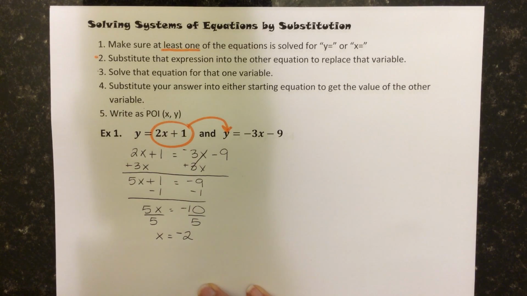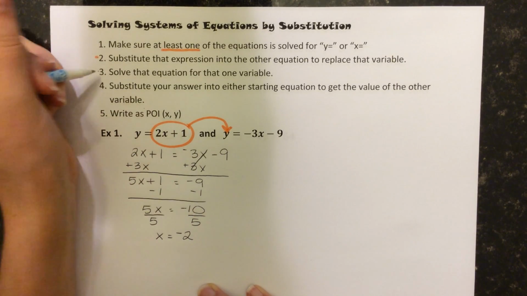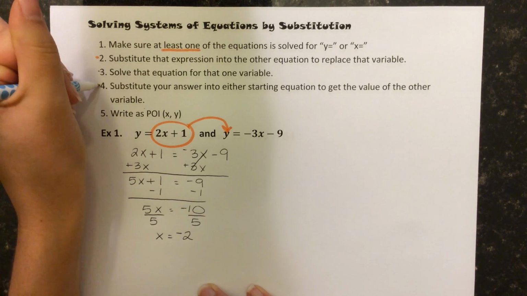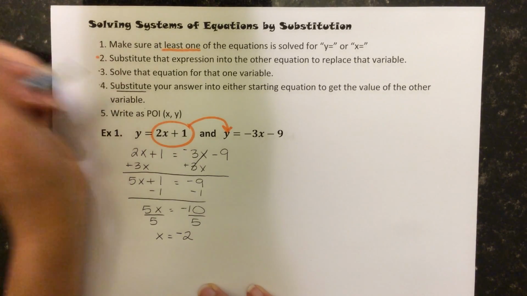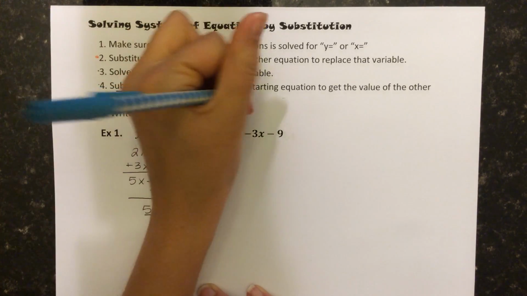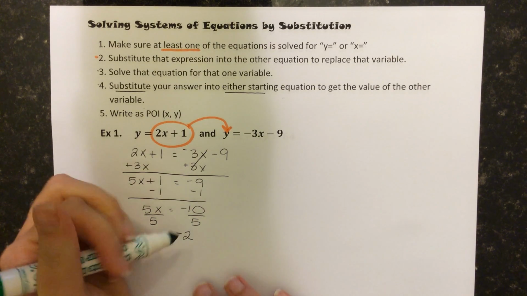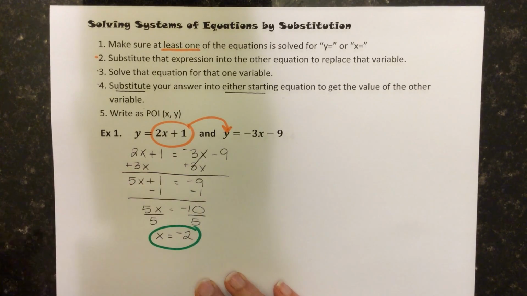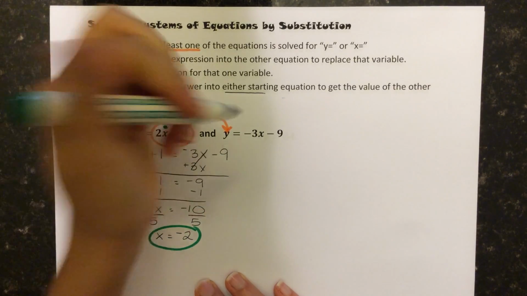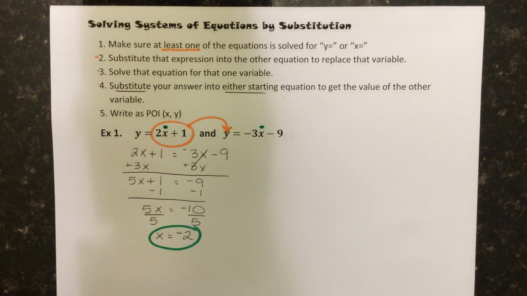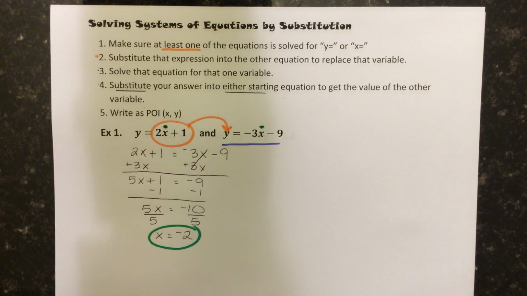Our answer has to be written as a point of intersection. So all we did was step 3. Step 4 says to substitute your answer into either starting equation to get the value of the other variable. So I have a choice here. I can do whatever I want. I'm just going to take this x equals negative 2, and I can put that in for this x here or this x here. It does not matter, whatever one you feel like working with. I'm going to choose to plug it into this equation right here, just because I feel like it.